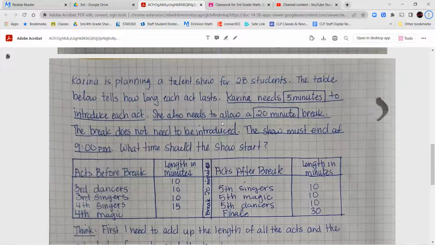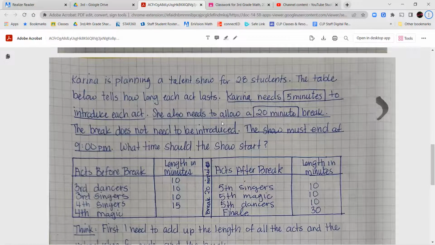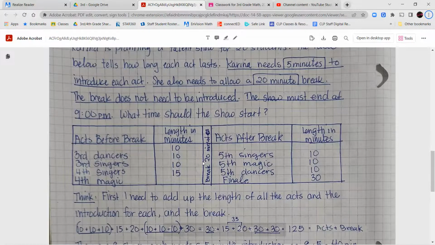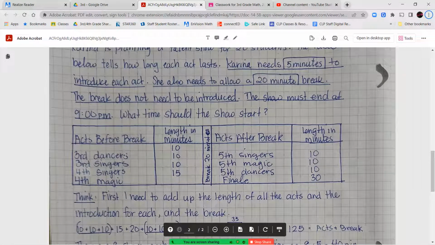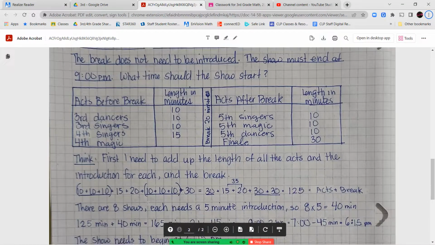So you've got a lot of things that you need to consider here, but it's not difficult. We just need to take them one step at a time. So first, I'm going to add up the time of all the acts. So I have 8 acts here altogether. 1, 2, 3, 4, 5, 6, 7, 8. So the third grade dancers is 10 minutes, the third grade singers is 10 minutes, the fourth grade singers is 10 minutes, the fourth grade magic show is 15 minutes, and so on. So I'm going to add those up.